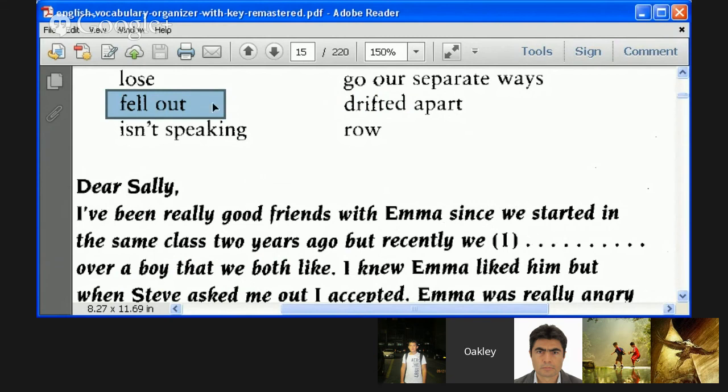So you can fall out with your boyfriend or girlfriend. You can have a falling out with your wife. You can have a falling out with your colleague. Or we use this widely for a wide variety of relationships.